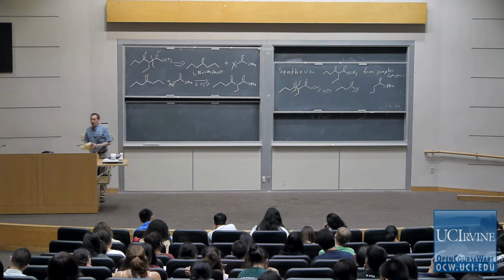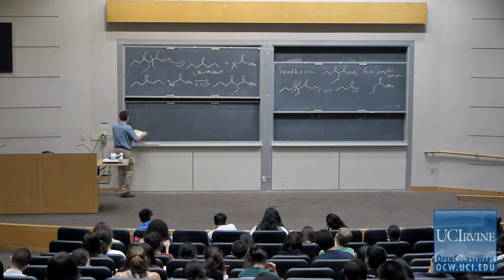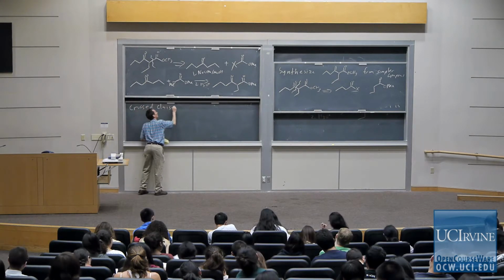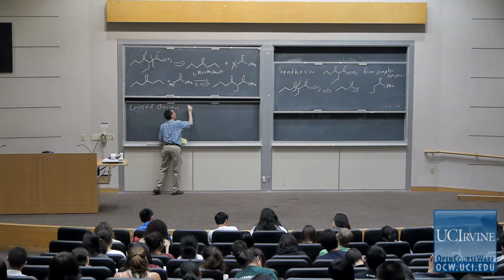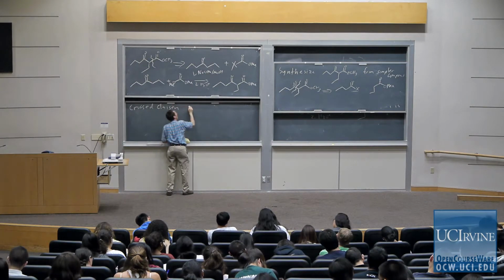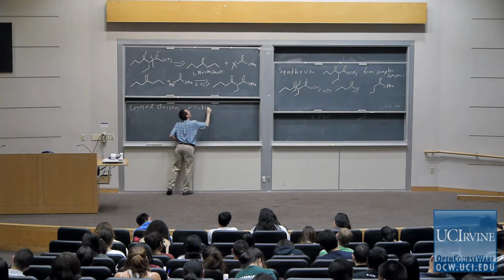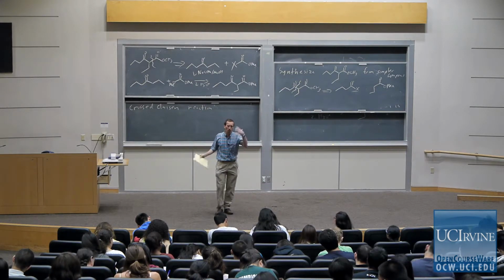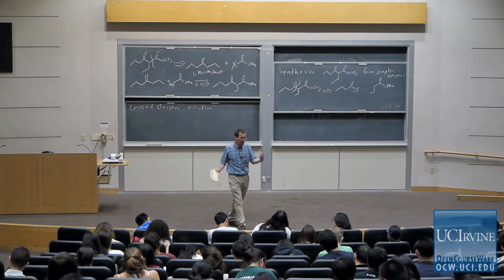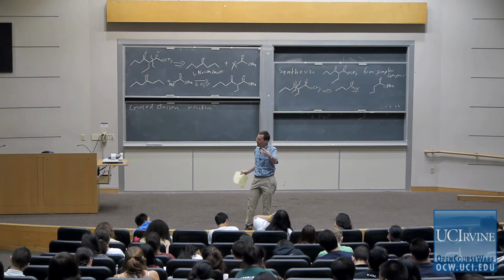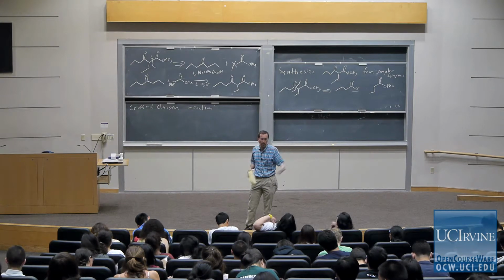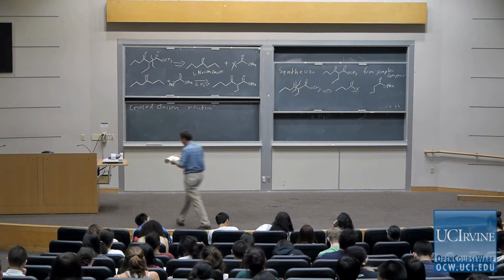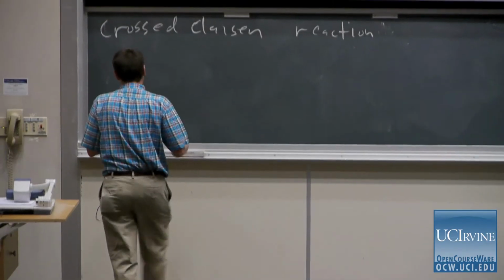That's profound. We call this reaction a cross-Claisen reaction. Claisen's a name, so I'm capitalizing it, or at least trying to. Just like in the crossed aldol reaction where we talked about one enolizable component, generally a ketone, reacting with another non-enolizable component, generally an aldehyde, one can have a cross-Claisen reaction. Let me give you another example.